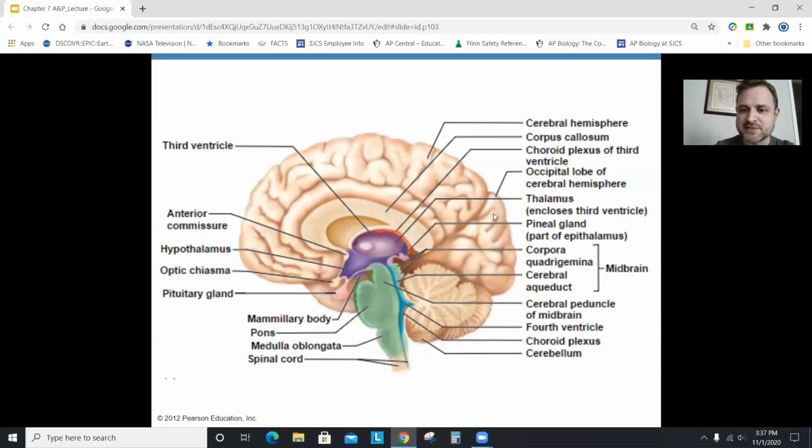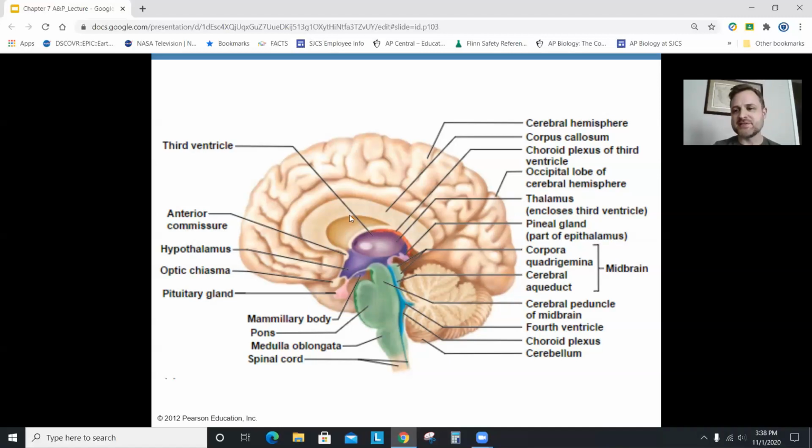The epithalamus, which in this diagram shows the pineal gland, which is a gland right here. The epithalamus forms the roof of what's called the third ventricle. It's this sort of purple region there, and this region sort of on top of the thalamus.